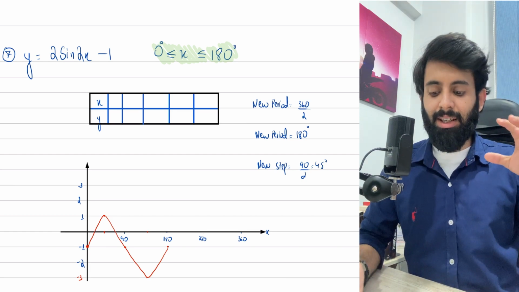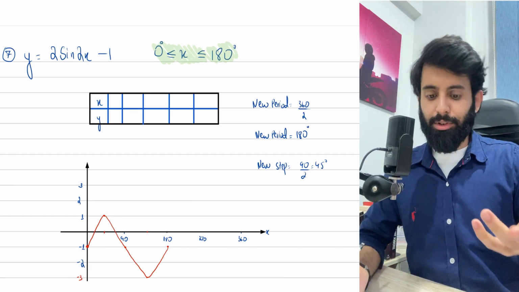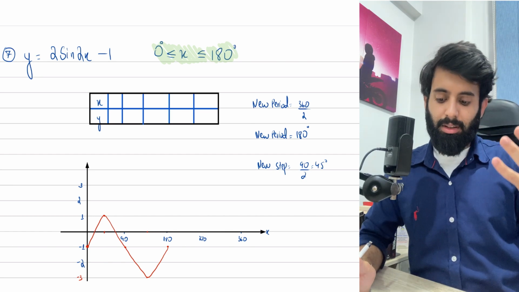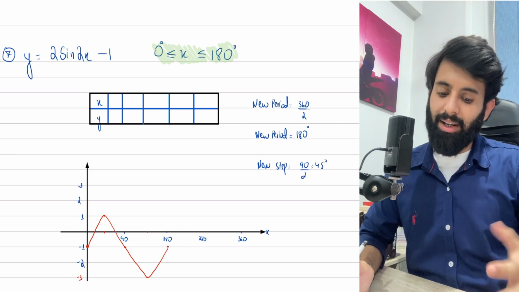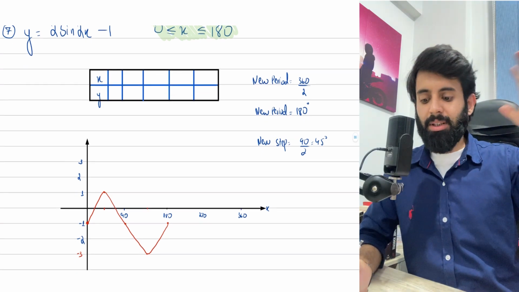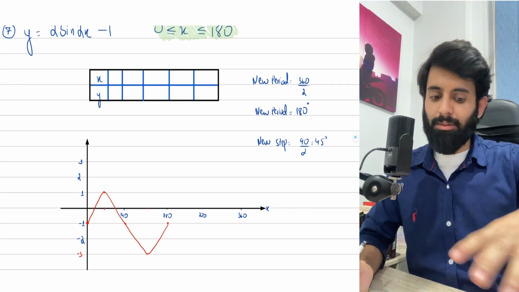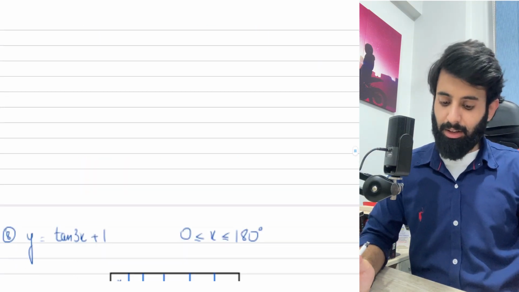So the number of cycles depends on 2 things. It depends on the coefficient of x, because the coefficient of x decides what the new period is going to be, and it also depends on the range that's given to you. So don't just memorize that when the coefficient of x is 2, you have to make 2 cycles. It doesn't always work like that.